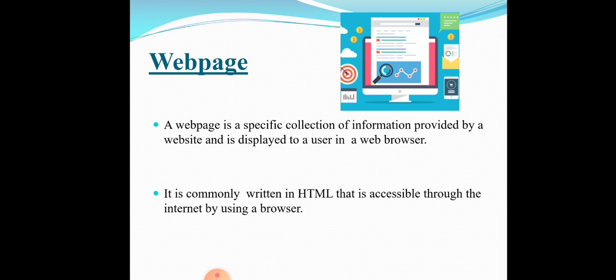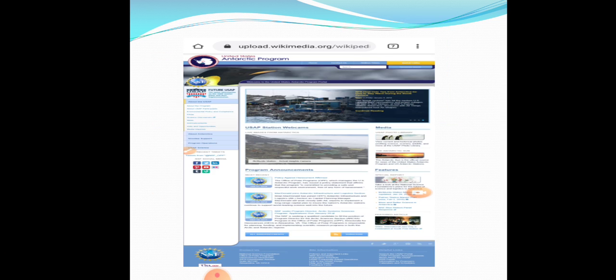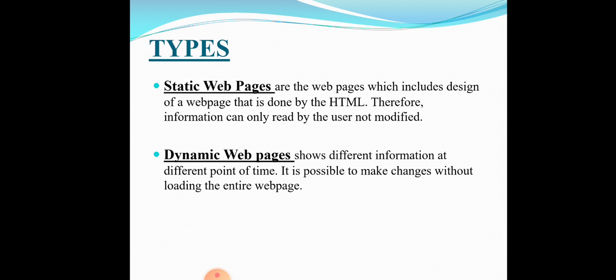A web page is a page commonly written in HTML language which consists of information provided by a website. These are displayed by web browsers. This is an example of a web page. There are two types of web pages, static and dynamic. Static web pages are the web pages whose design is done by HTML. These cannot be modified. Dynamic web pages can be modified.